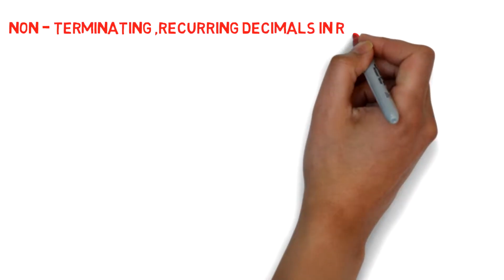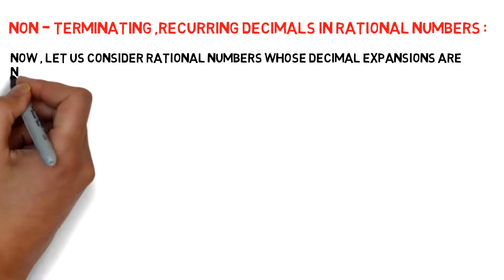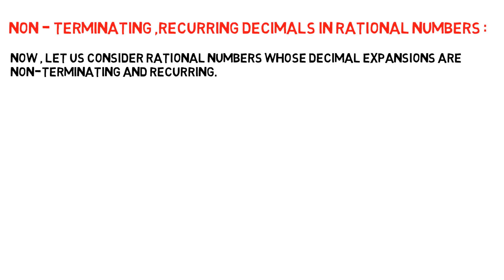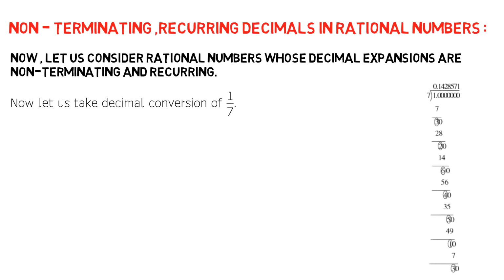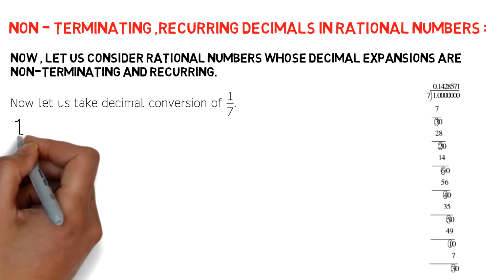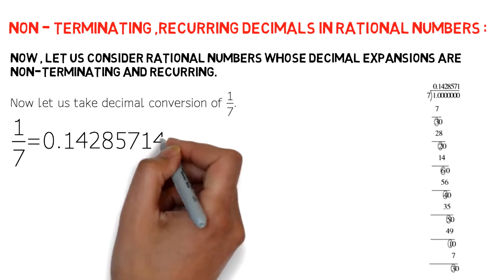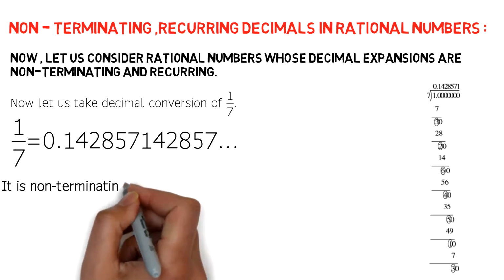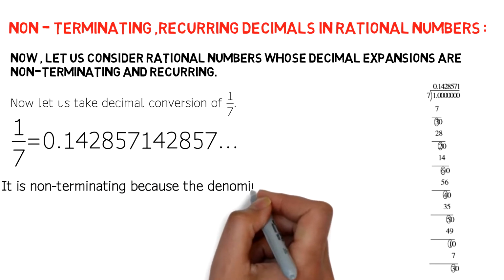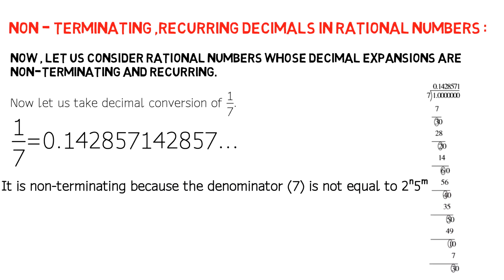Non-terminating recurring decimals in rational numbers. Now let us consider rational numbers whose decimal expansions are non-terminating and recurring. Let us take the decimal conversion of 1 by 7. Here is the division. So you will get 1 by 7 equals 0.142857142857, which means 0.142857 bar. It is non-terminating because the denominator 7 is not of the form 2 power n into 5 power m.